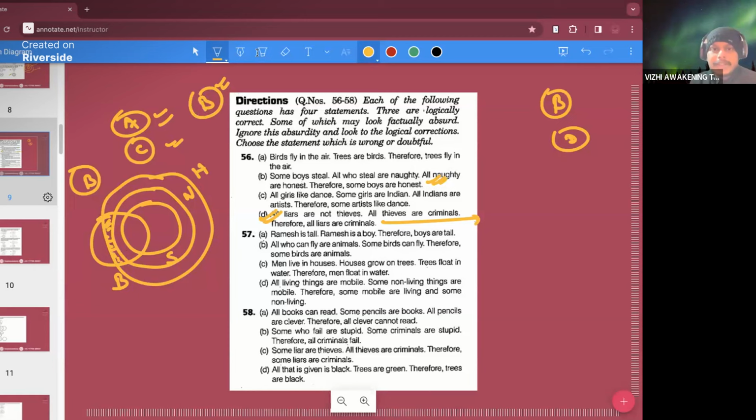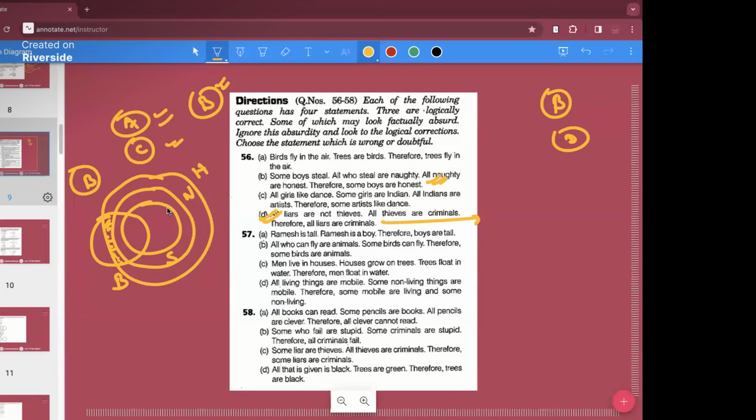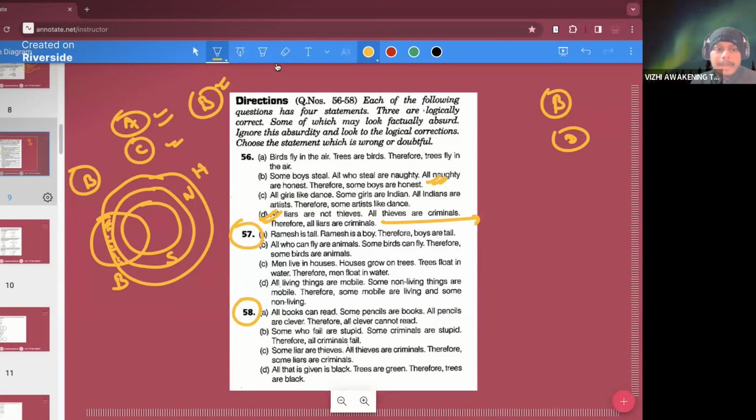Your question number 57 and 58 will be your homework, or we'll revisit this if by any chance we have the time. Otherwise, we have similar types of questions as we go ahead. We'll solve it from there and we will revisit it. We'll just try to do the easier sums first. Nowadays, they have dropped these kinds of statement type questions, so do not worry much about it.